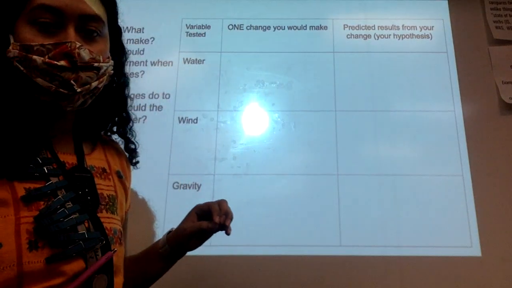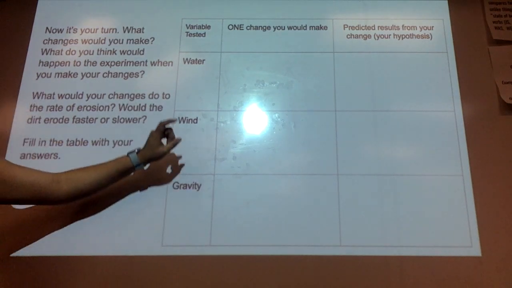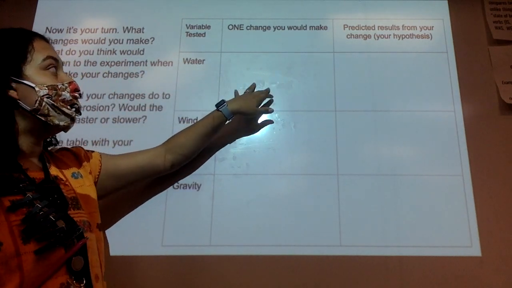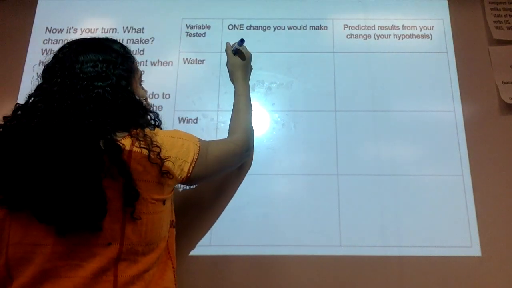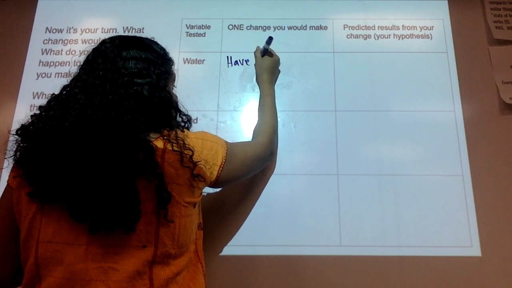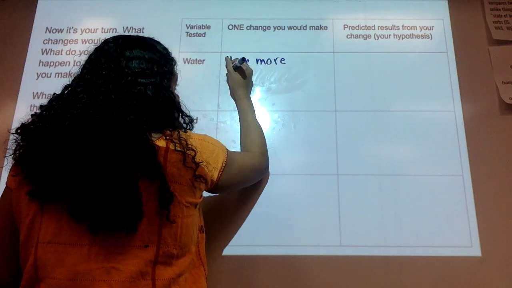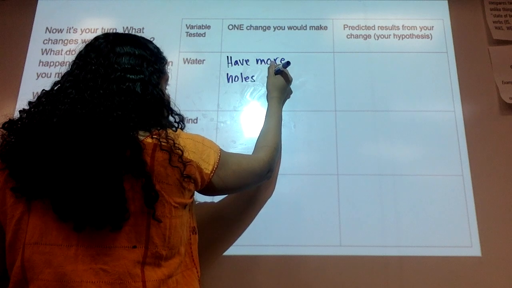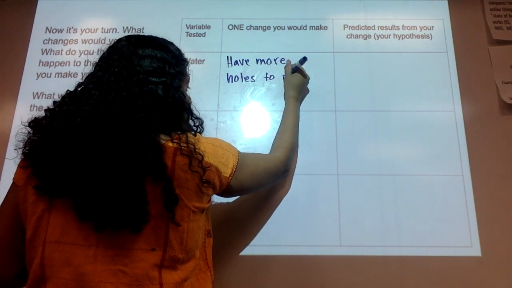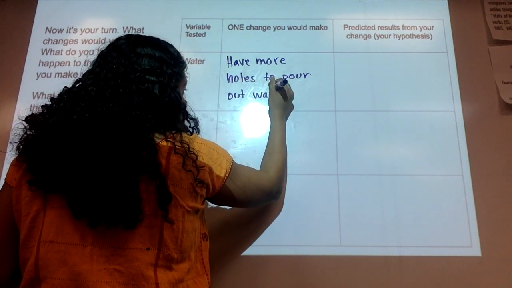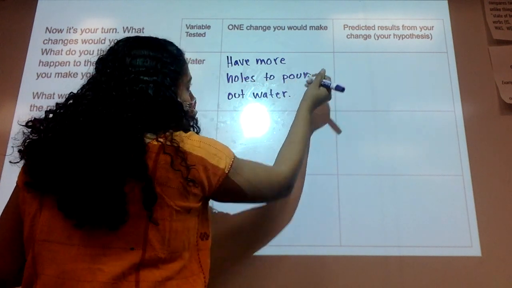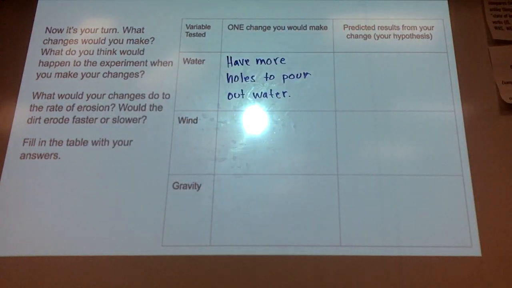Okay, so on page 6, ready? Variable tested. So one change you would make for the water, Noah said, was have more holes to pour out water. So predict results from your change. What do you think would happen different? What would be your hypothesis if we changed that?